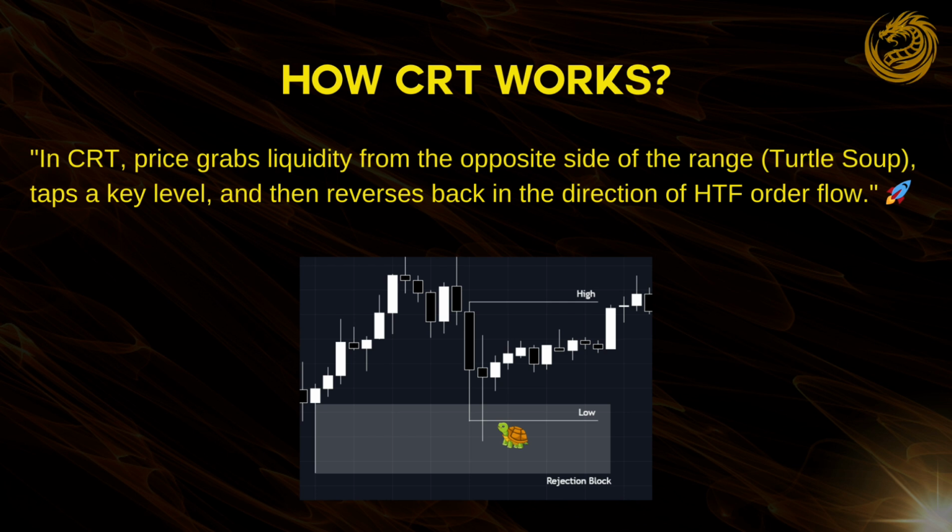In a CRT, whenever the range is purged or turtle souped, it always hits a key level before a reversal, and if it doesn't hit a key level, then it's not a pure reversal. So always check for key levels before taking an entry on the lower time frame. You can see in the example here, there is a key level, a rejection block, and also a CRT. When the turtle soup occurs along with the key level of the rejection block, as soon as the price hits the key level, it immediately reverses in the direction of the higher time frame order flow. So this is how CRT works.